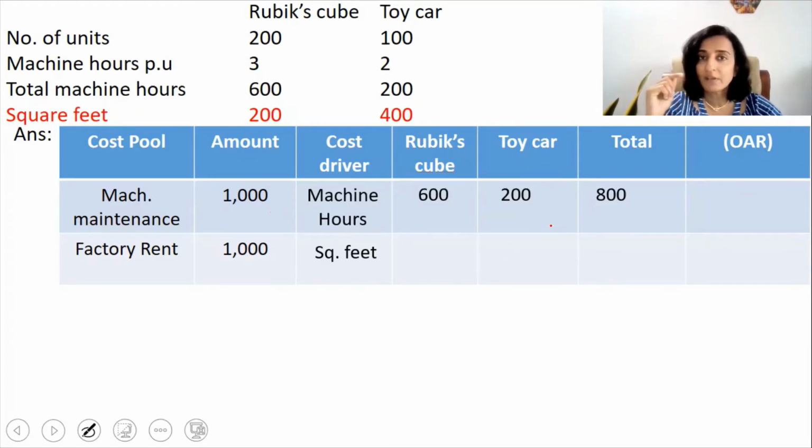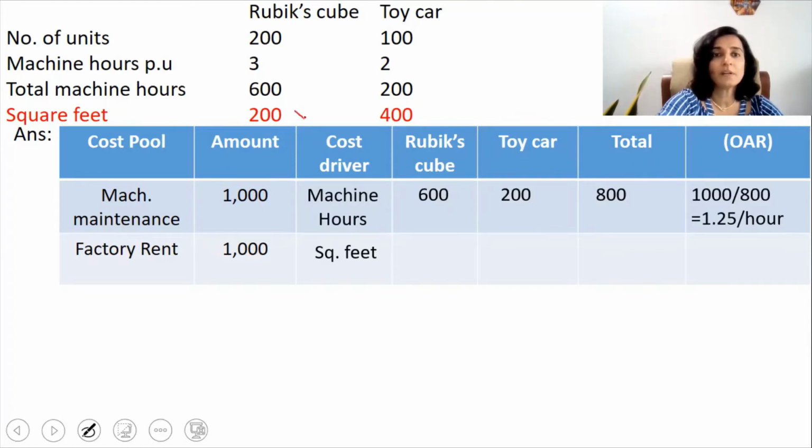So what is the first step? We calculate the overhead absorption rate, just like we did in absorption costing. So it is $1,000 divided by 800. So we get an amount of $1.25 per hour. Now coming to factory rent.